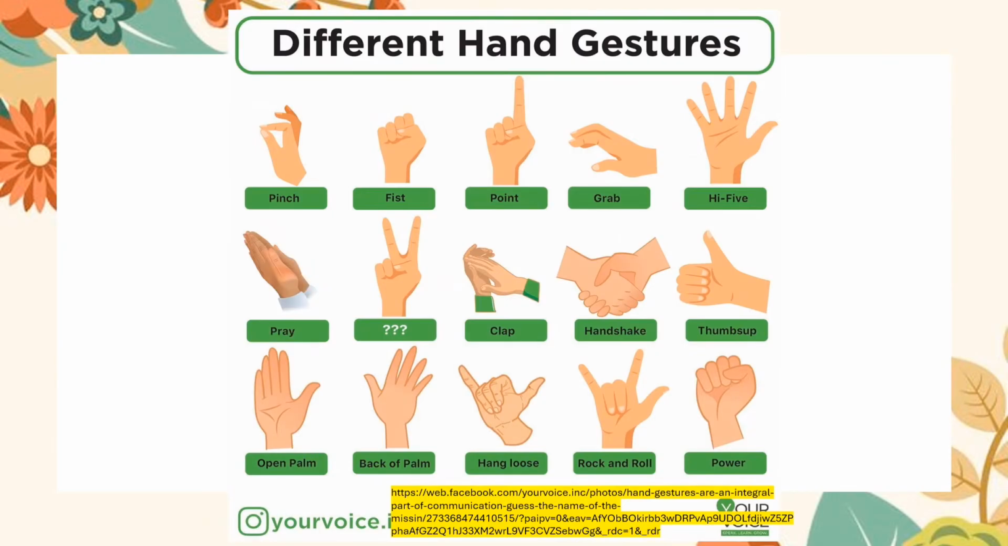So these are also some examples of different hand gestures. So we have a pinch, fist, point, grab, high five, pray, then a peace sign, then clap, handshake, thumbs up, open palm, back of the palm, hang loose, rock and roll, and then power. So this was taken from a Facebook page or account of Your Voice. Okay, and I highlighted the link below. Alright, so we'd like to give credit on that one. Okay, next one.